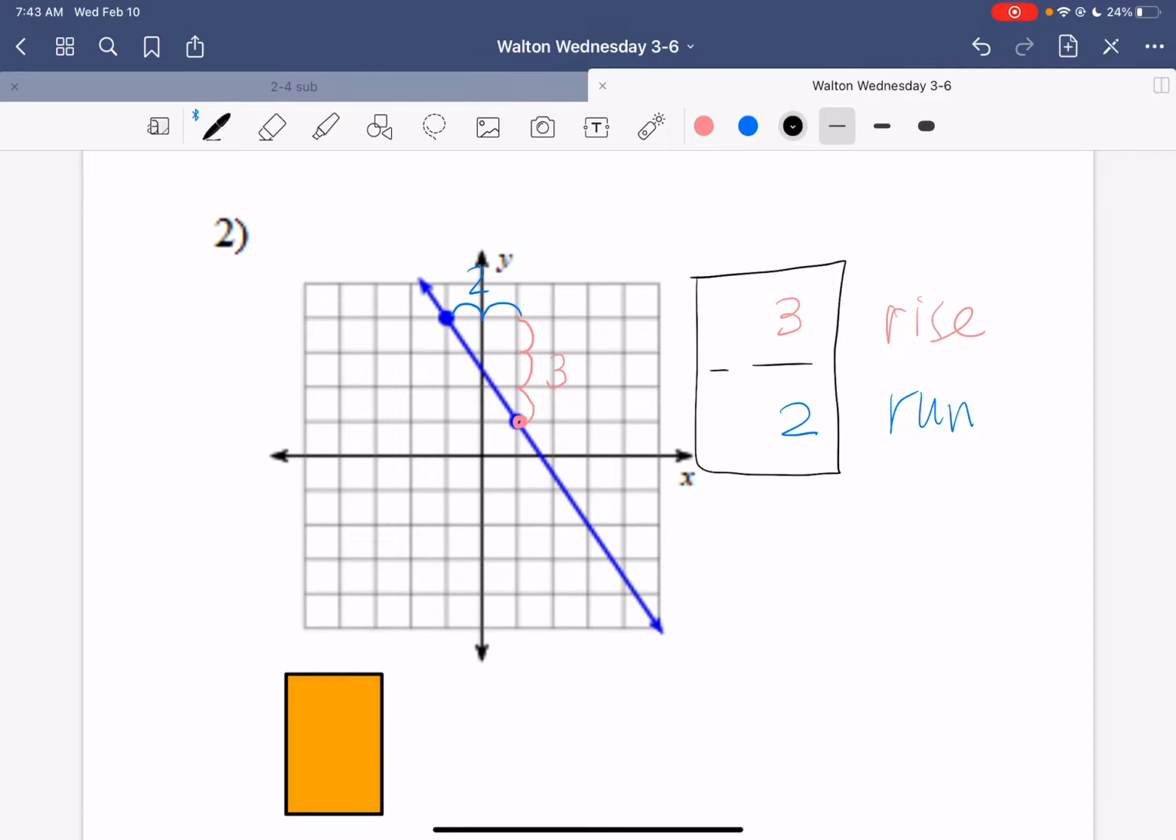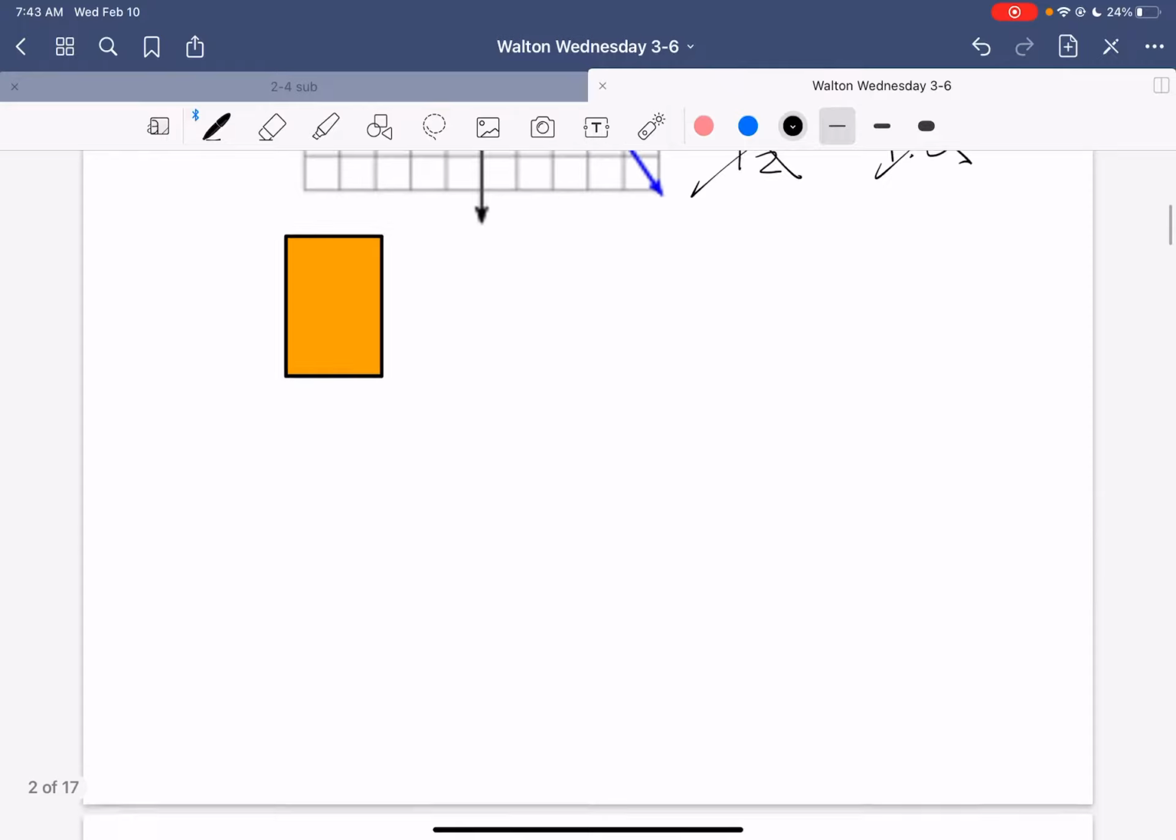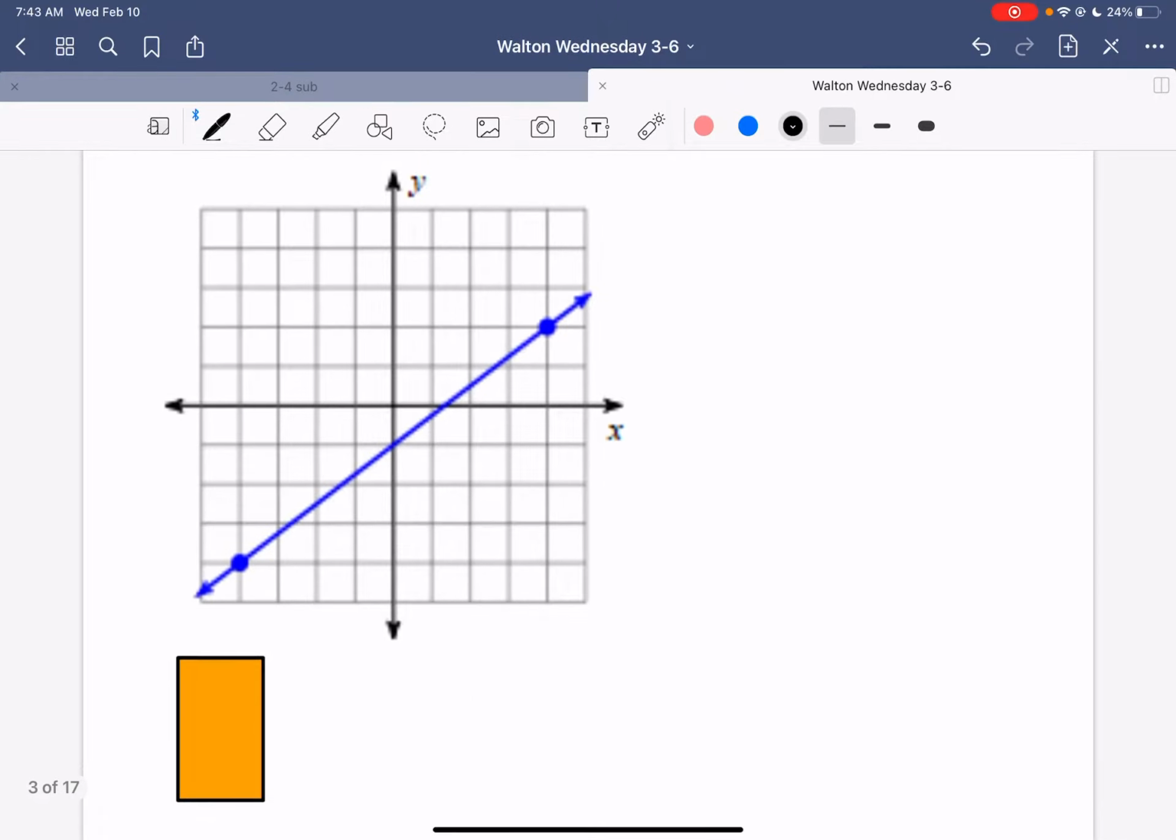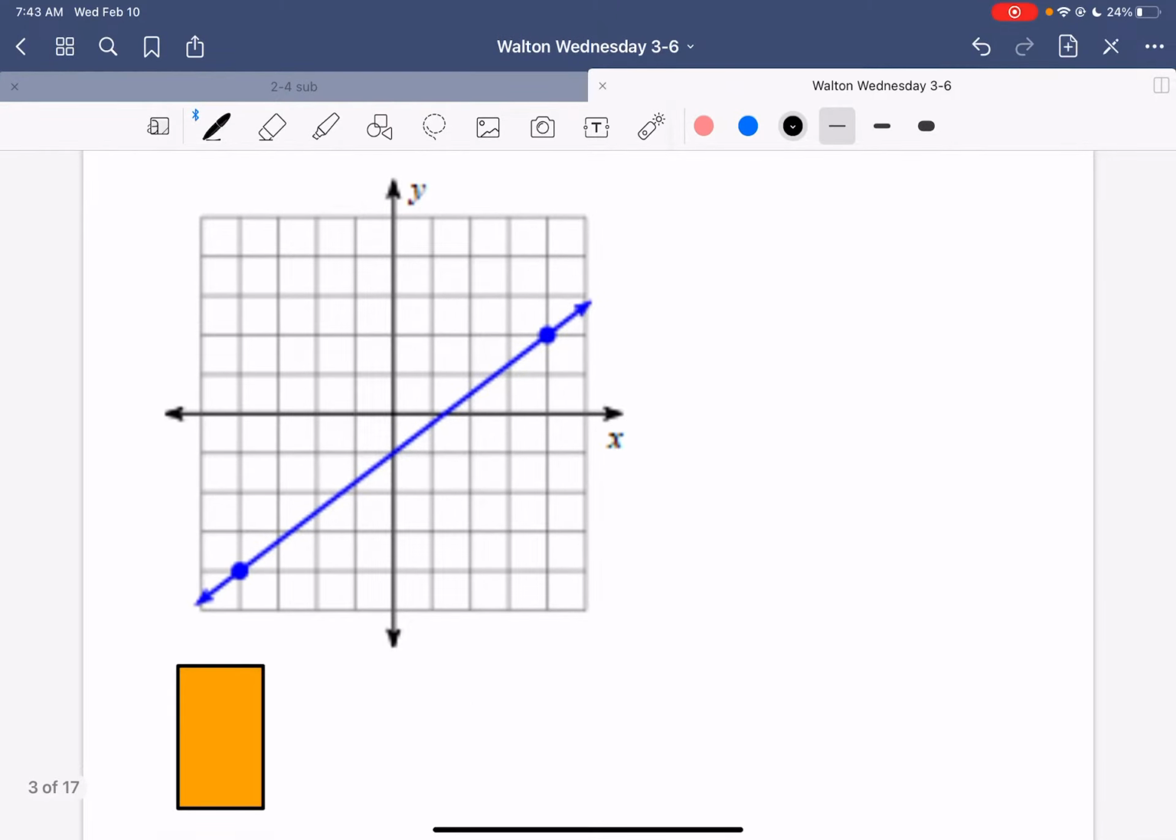I don't want to write it as 1 1/2. I don't want to write it as 1.5. I want to leave it in the simplest form of a fraction. Okay, so I'm going to slide to the next one. I'm going to pause for a second. I'm not going to work it, but I'm going to ask you to do that. So make sure to rise over run. All right, pause.